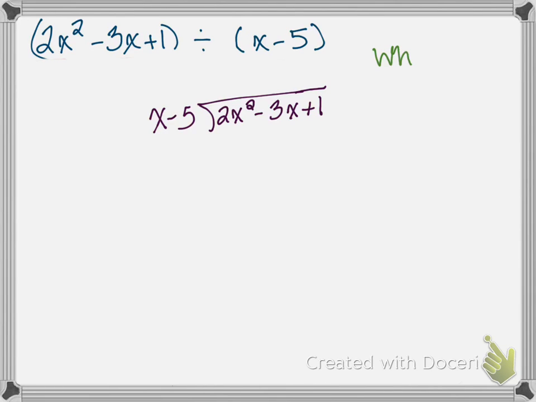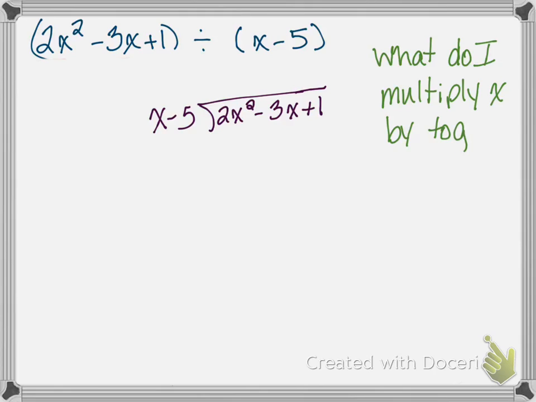what do I multiply x by to get 2x squared? Okay? And the answer to that is 2x. Okay, so I'm going to put my 2x above my linear term. I say 2x times negative 5 is negative 10x. 2x times x is 2x squared.